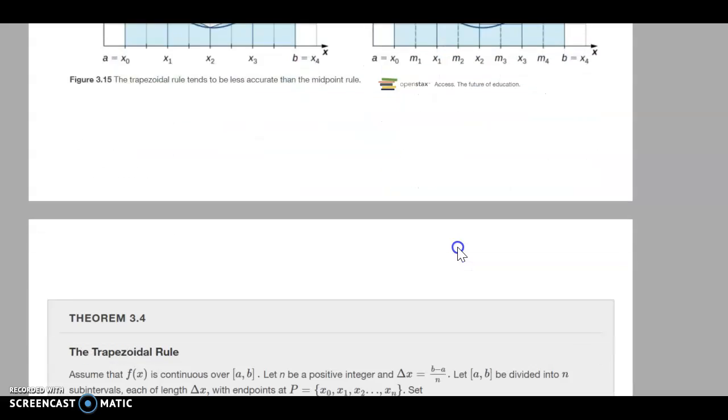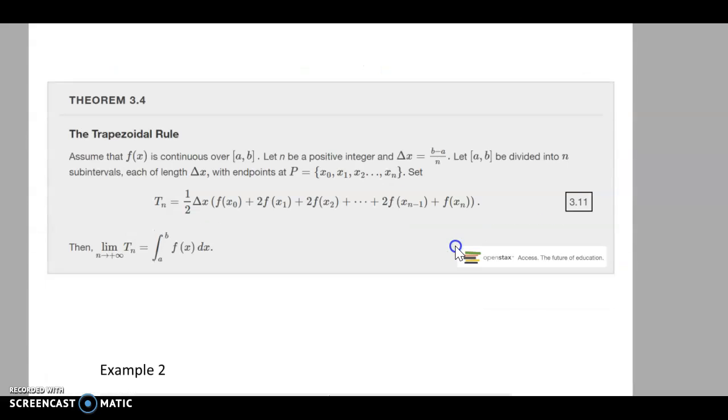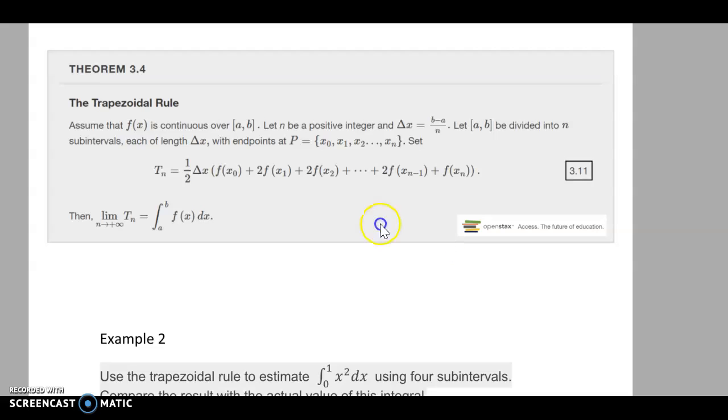So let's move on. This is the formal definition of the trapezoid rule. You can see they're finding the delta x the same way, b minus a over n. Find your endpoints. Our endpoints in this case, they are labeling them x sub 0, x sub 1, x sub 2, x sub n.